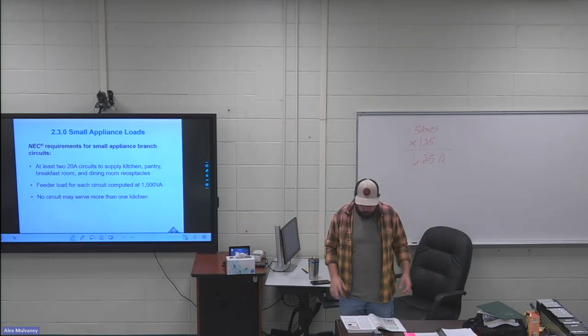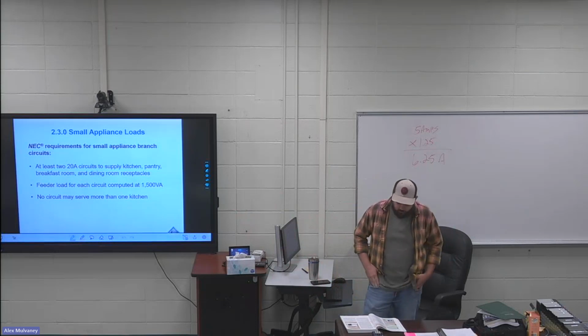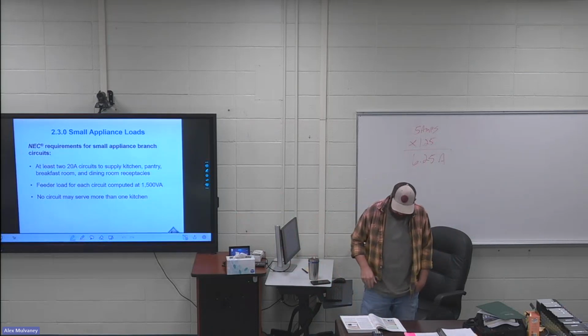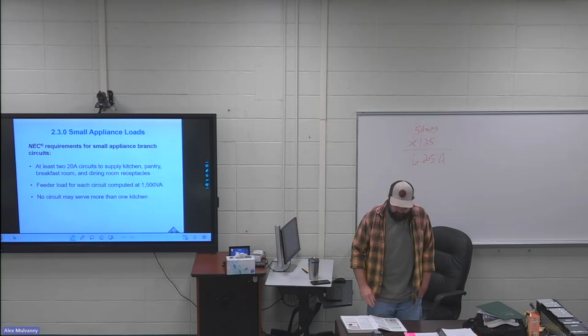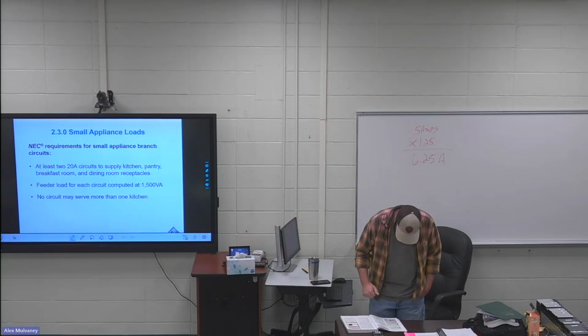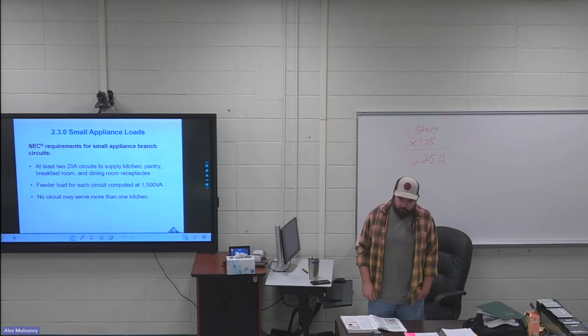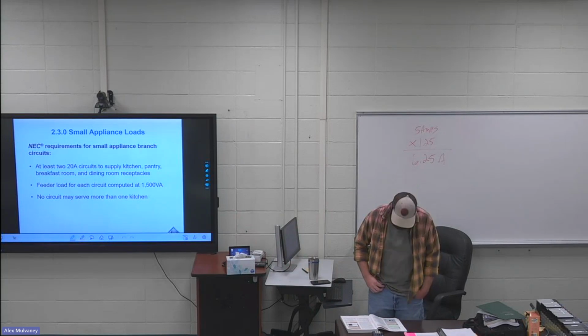But you should have two small appliance branch circuits for each kitchen. And they have to be, what does that highlight say they have to be computed at? 1,500 volt amps a piece.